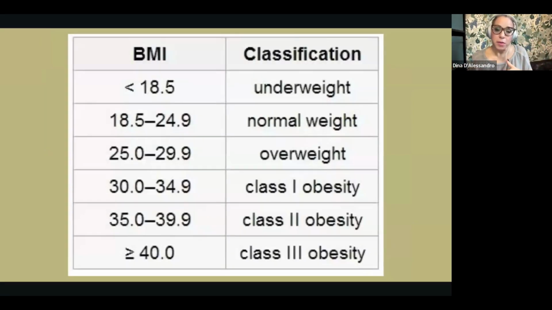Now, this you might be more familiar with. Sorry if it's a little bit blurry. This is the body mass index. This is for adults, 21 years and older. These are the classifications that we use as an estimate of measuring body fatness. And it's only based on two pieces of criteria: height and weight. That's it.